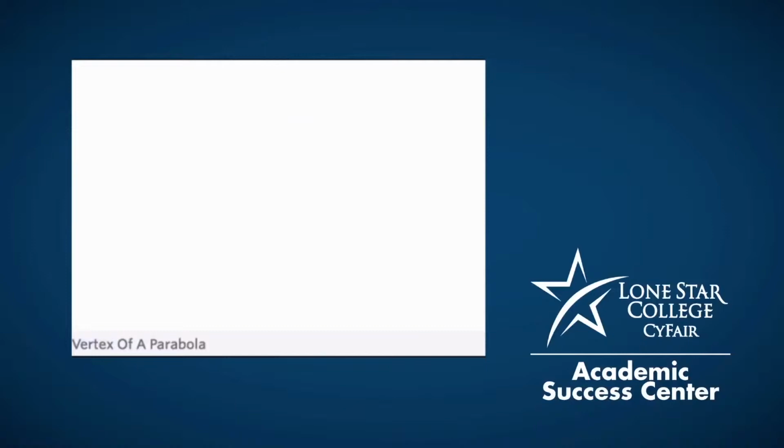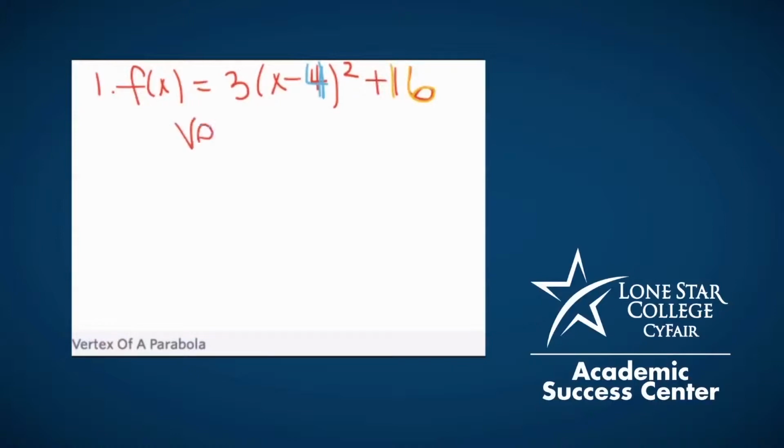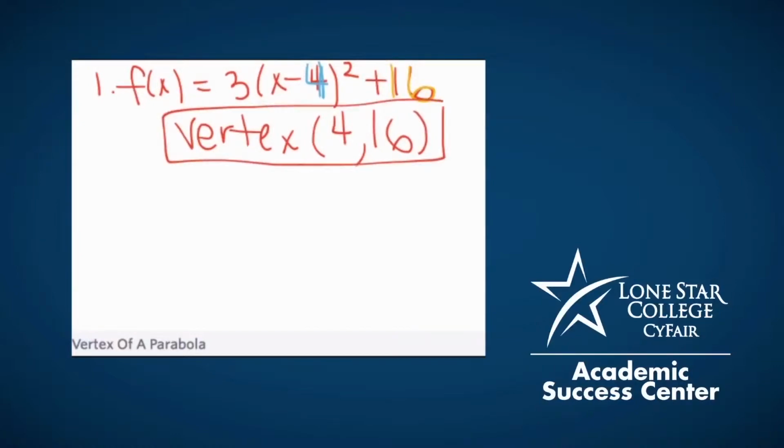For example, if we have f of x equals 3 times x minus 4 squared plus 16, we can read our vertex. This is our h, and then this is our k. So for our vertex, h is 4, k is 16, and that is the vertex of this parabola.